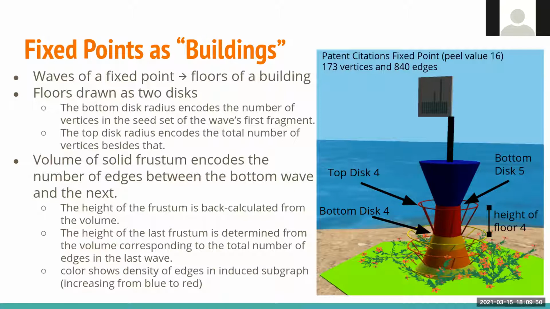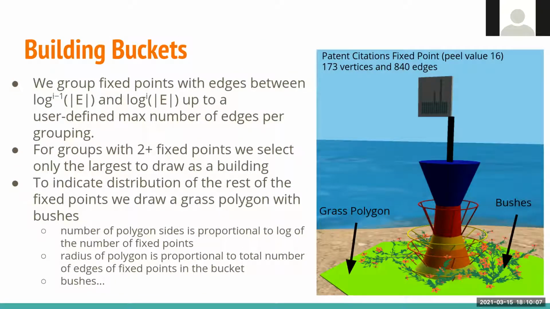We represent fixed points as collections of waves through the metaphor of a building with floors. Each wave maps to a floor with its volume and disk areas corresponding to its size and edges and vertices, respectively. The color hue indicates density. Connected fixed points of degree peeling are grouped together into buckets according to the number of edges. We render a building for the largest fixed point in each bucket. A few fixed points in the bucket are uniformly sampled to be drawn as bushes on patches of grass. The dimension of the grass patch indicates the total size and number of other fixed points.